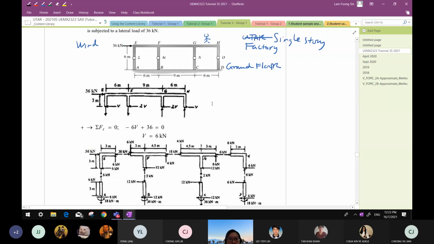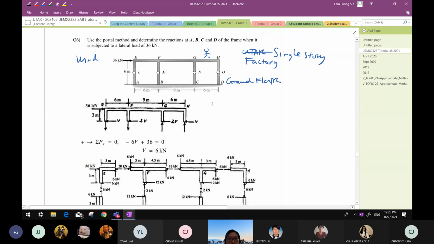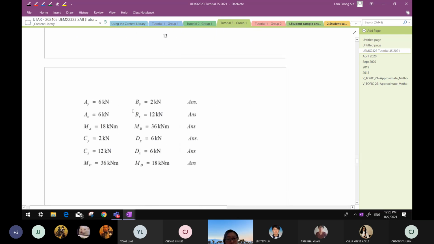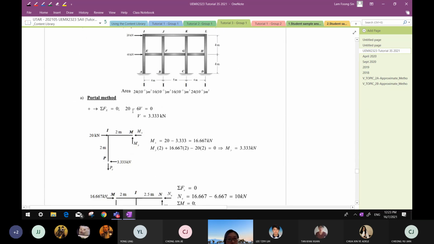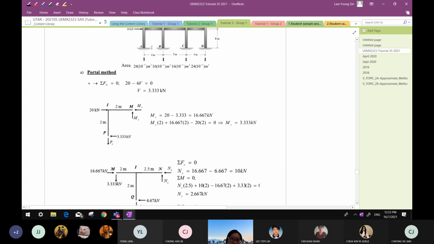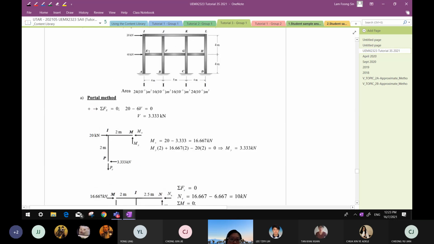So H. Okay, so this one is without the hinge here, right? But that one has a hinge here. So if it's a double story, you will hinge it in the beam as well.